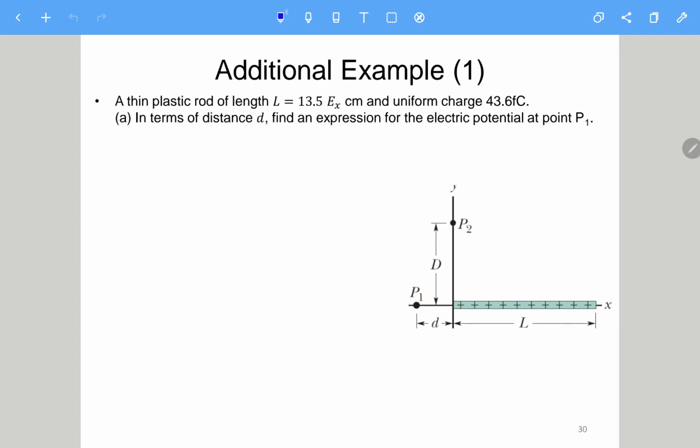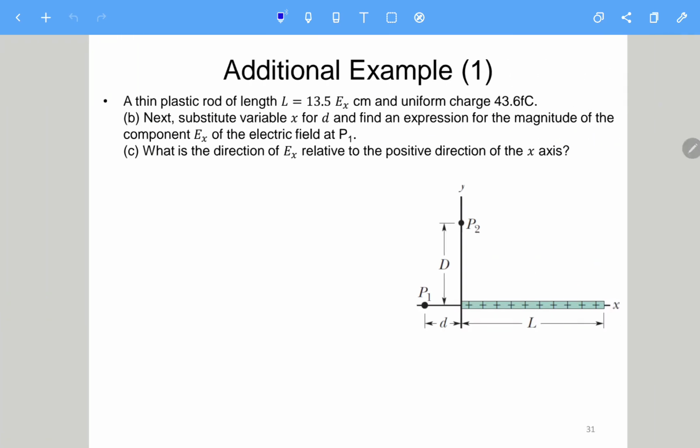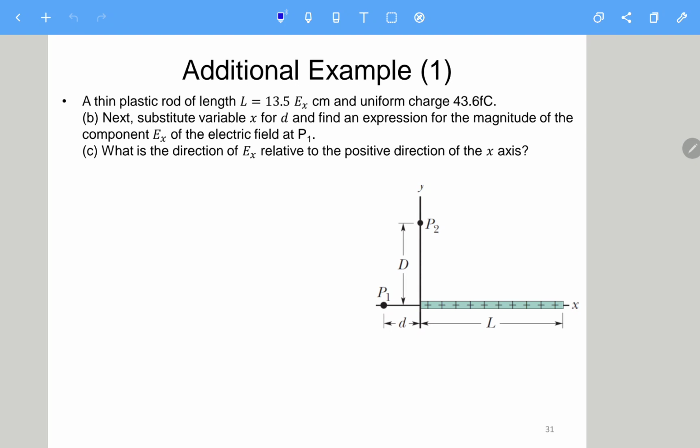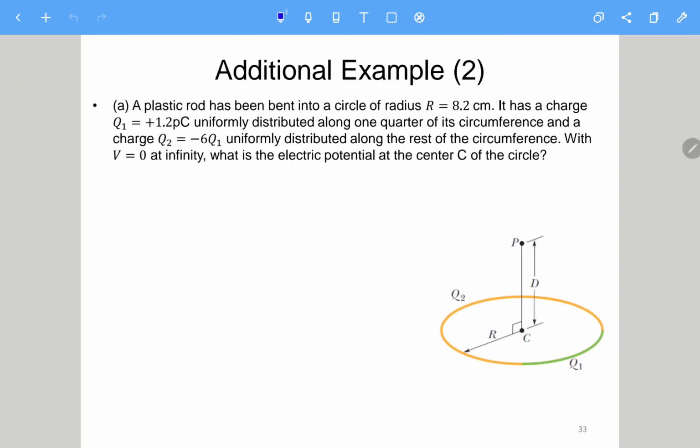So here we come up with a sample problem. I think I will just skip this one because this is one of the selected problems, so I will just skip it. Okay, so I'll do the second one, and also the third one.